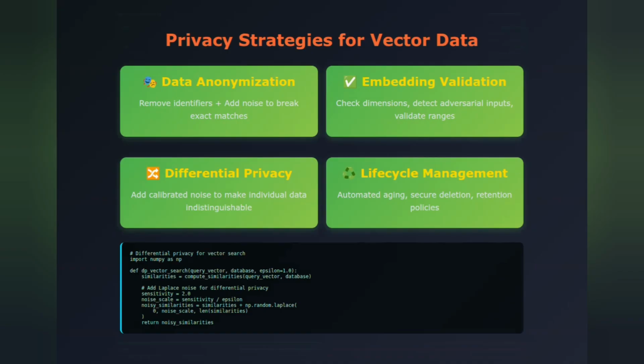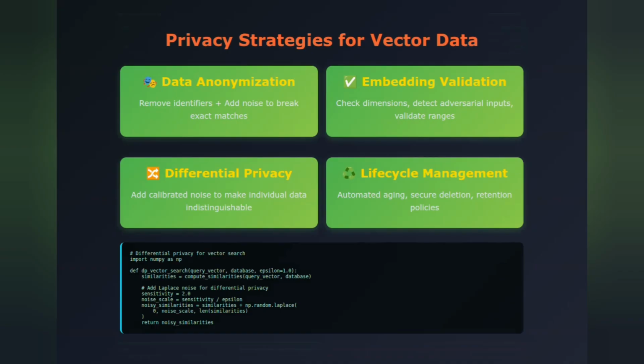Differential privacy adds carefully calibrated noise to your queries, making it impossible to determine if any individual's data was used. The key insight is that we add noise proportional to the sensitivity of the query. For vector similarity search, this means: finally, implement proper data lifecycle management.